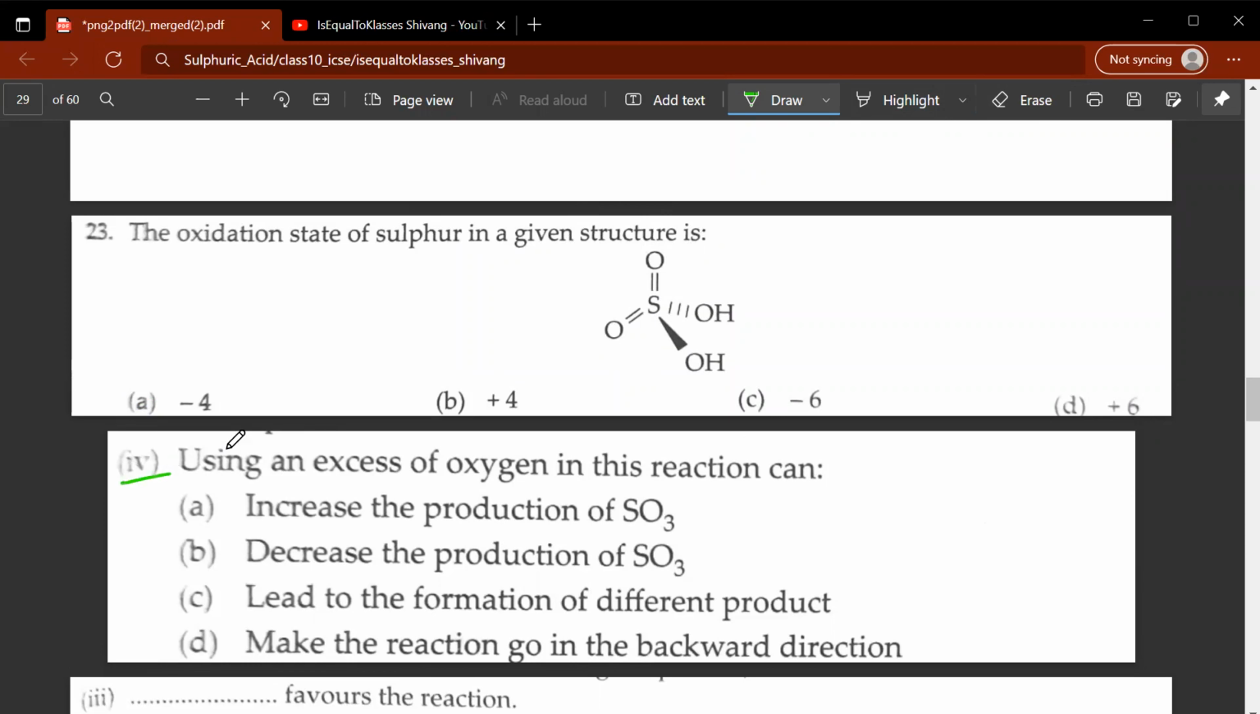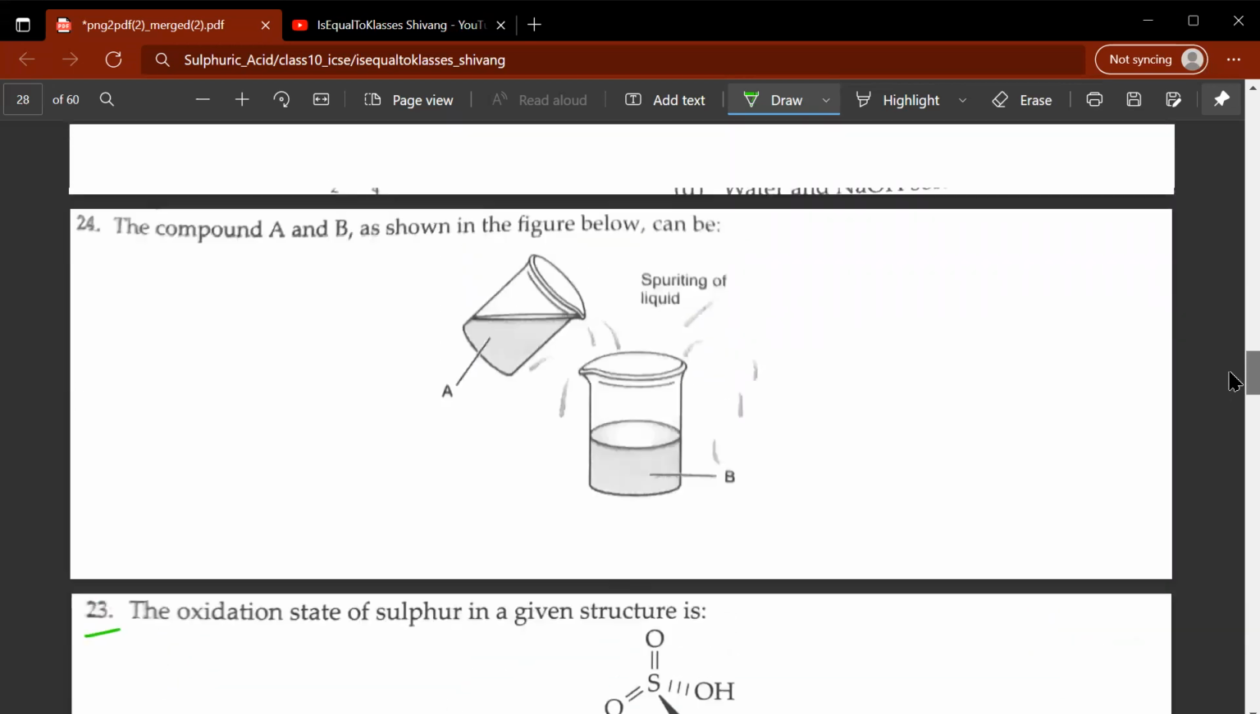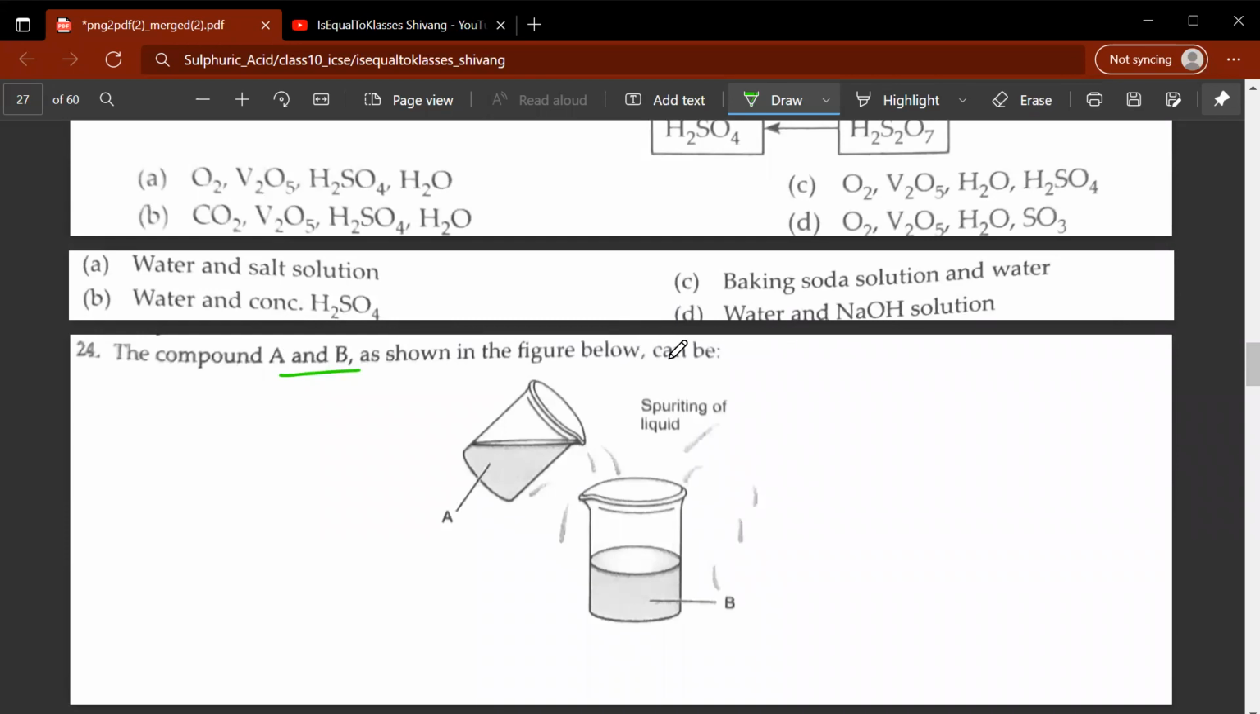So moving on to the fourth question, using an excess of oxygen in this reaction can increase the production of SO3. 23rd question, the oxidation state of sulfur in a given structure is... This would be D, +6. 24. The compounds A and B as shown in the given figure below can be... So the options are A, water and salt solution, water and concentrated H2SO4, baking soda solution and water and NaOH solution. So this would be water and concentrated H2SO4.